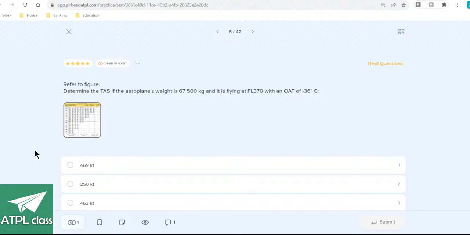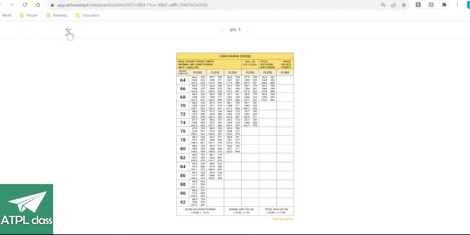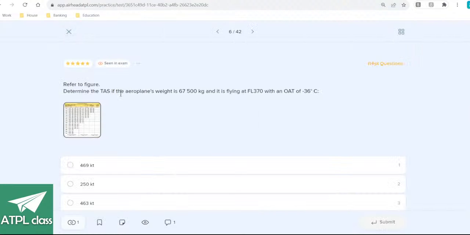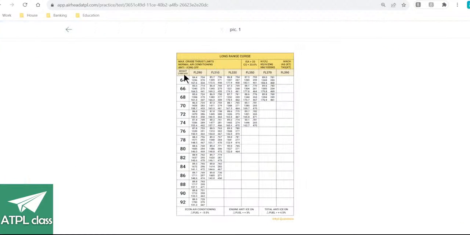So, need to determine the true airspeed if the airplane's weight is 67,500 and is flying at 370, outside air temperature is minus 36. So I've just written those numbers down on my rough notes. So anything about just the TAS, but with true airspeed. 67,500, so we're going to have to interpolate between 66 and 68. Yeah, it's going to be closer to 68 though.